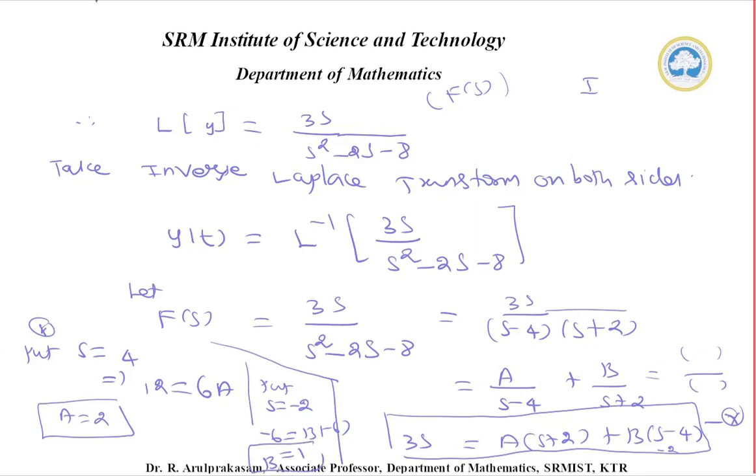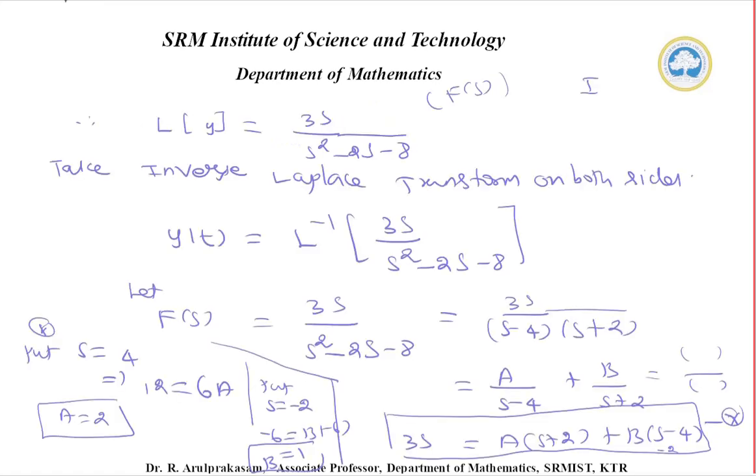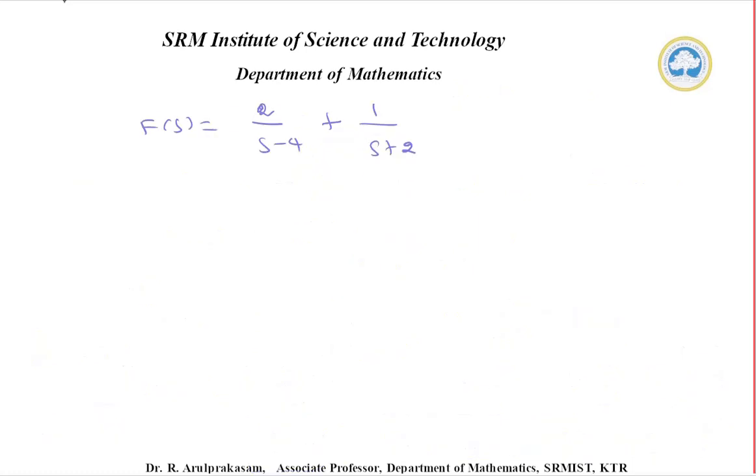Therefore my simple factor form, my f of s, is nothing but a divided by s minus 4 plus b divided by s plus 2. What is our a value? My a value is 2, so 2 times 1 divided by s minus 4, plus what is our b value? My b value is 1, divided by s plus 2. See, a divided by s minus 4 plus b divided by s plus 2. I am getting a value 2 and b value 1. So I simply substituted here. Okay, this is my f of s.